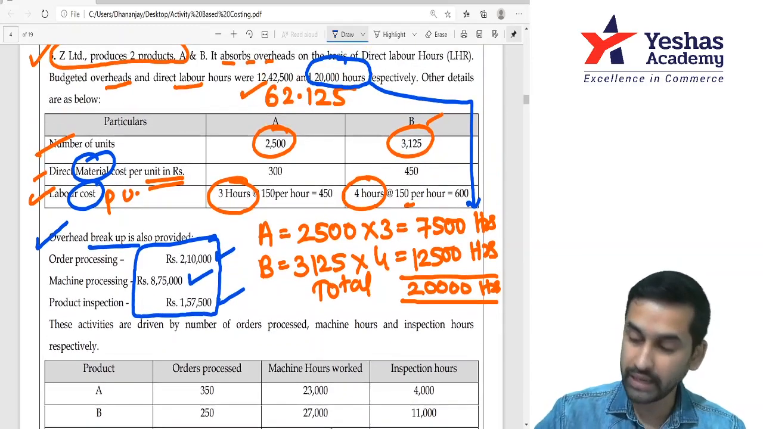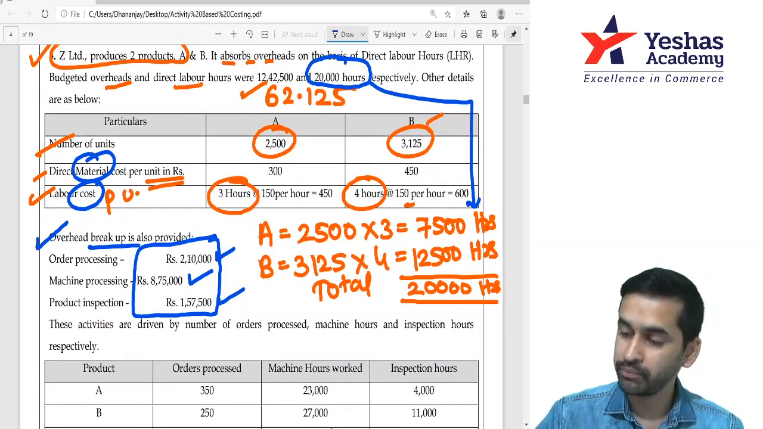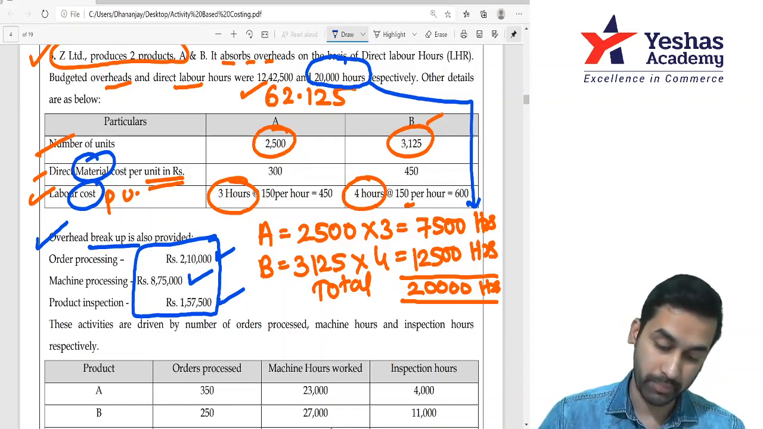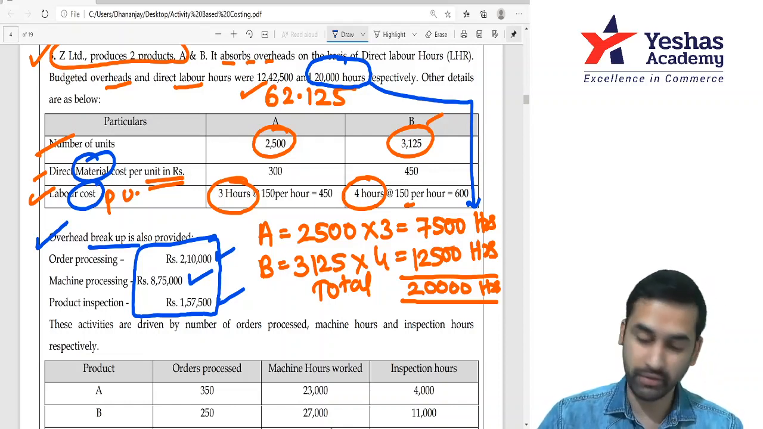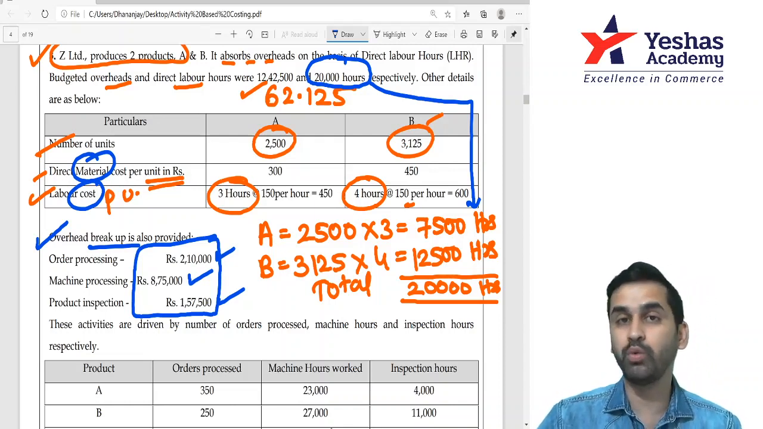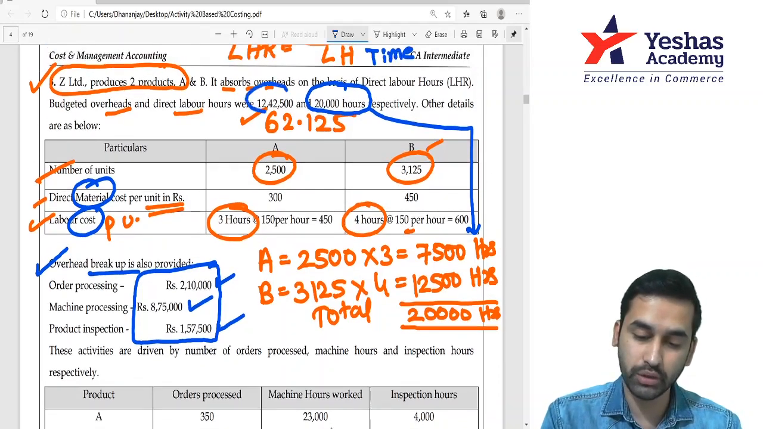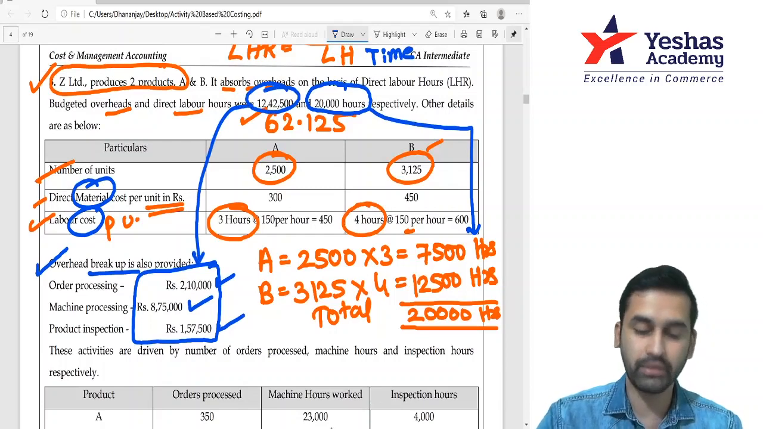I'll also do it in calculator. 2,10,000 plus 8,75,000 plus 157,500. This is coming to 1,242,500. Even this number is given in the question, 1,242,500.